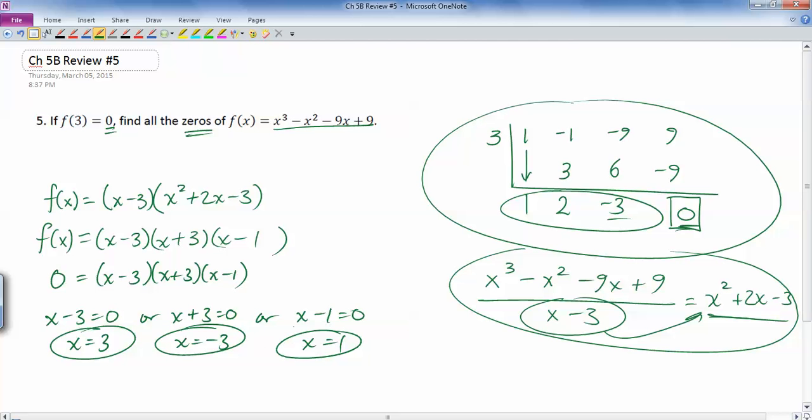3, -3, and 1. Those are called the zeros of f, because if I plugged in any of these 3 into x, for x, f of x would end up being 0. Okay, hope that helps a little bit.